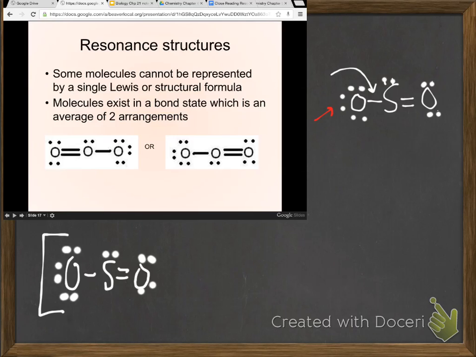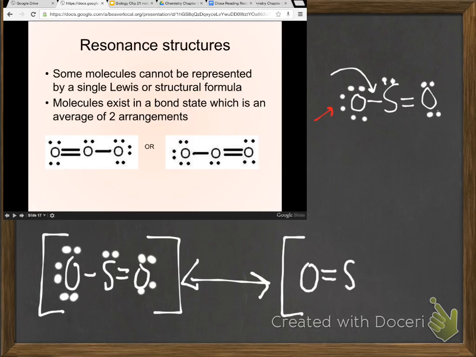Okay. Close brackets. We put a double-headed arrow between the two brackets, or 3 brackets, or 4 brackets, or 5 brackets. We won't get up to more than 3 brackets. And then we draw the other possibility. And what we're saying here is it goes back and forth. Neither fish nor fowl. It exists in both these states.